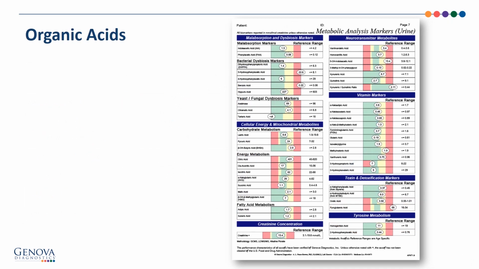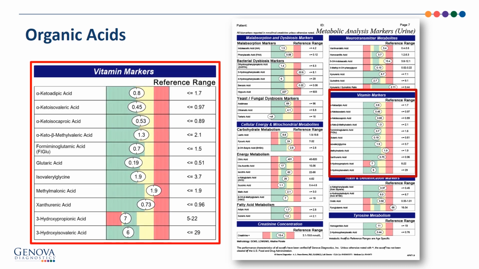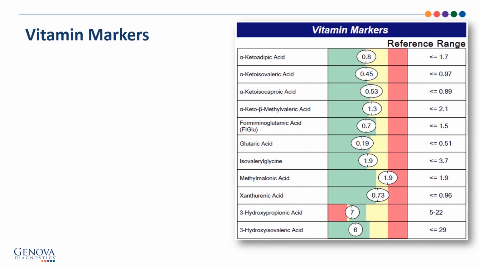Organic acids provide us with great insight into functional need for vitamins. You can see this vitamin marker section with a listing of various organic acids. When we look at this, we can see there's, for example, an elevation of methylmalonic acid. So how does that elevation of methylmalonic acid provide insight into a specific vitamin need? Let's take a look at the various vitamin markers in terms of organic acids and how they work. You see the methylmalonic acid somewhat elevated.